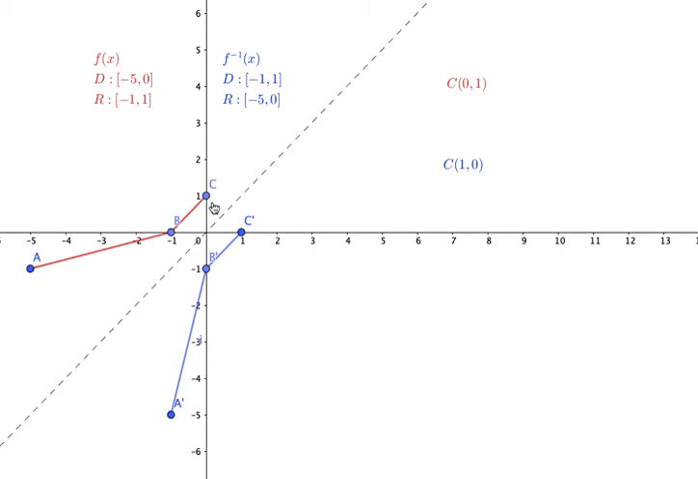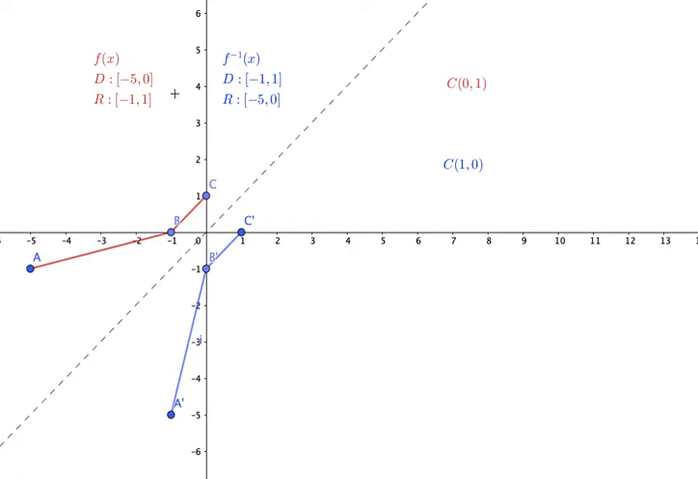So for image point C, the x, or the input, or the independent variable, was 0. This should say C inverse. So the independent variable becomes the dependent variable, or the dependent variable, the output, becomes the input. And really, this is just building off the theme that the x's and y's switch places.